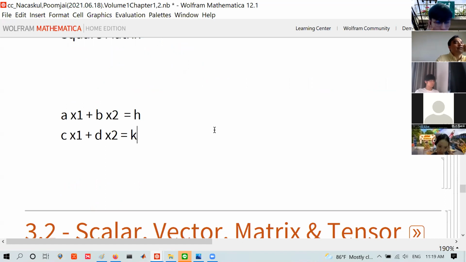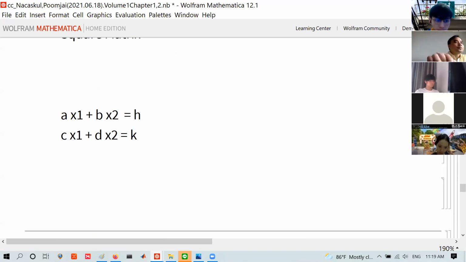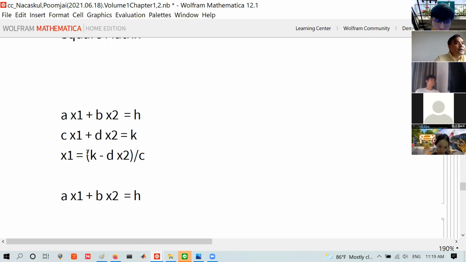In grade school or in high school or junior high, you would solve it by substitution, correct? Let's do that. Let's take the second one. x1 is equal to k minus dx2 divided by c, correct? And then you substitute this in for x1, right? And now you solve for x2. Once you get x2, you put it back here, you get x1. Everybody's happy, right?